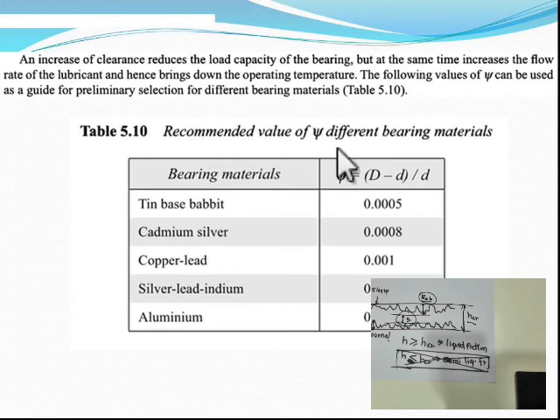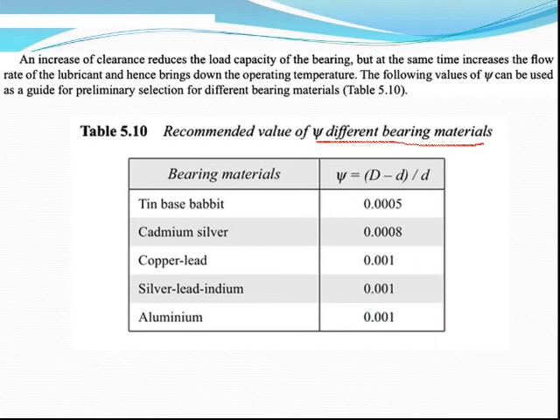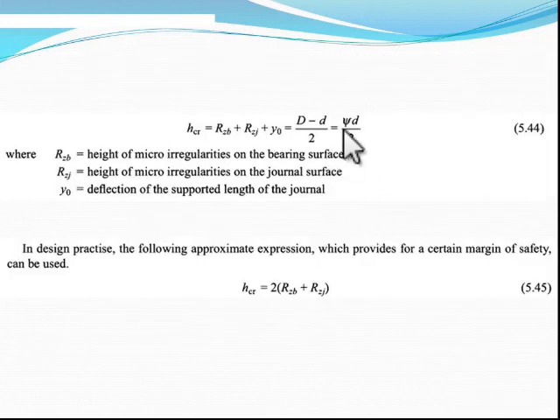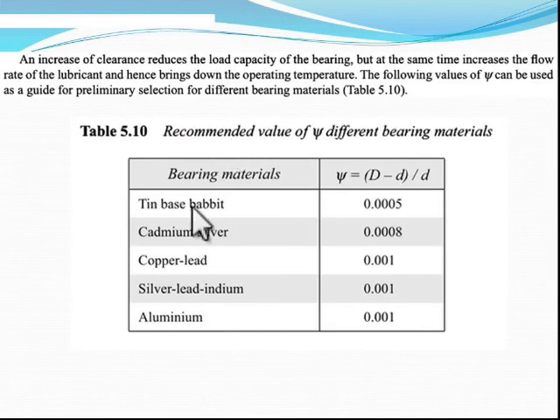Moving ahead, there are different recommended values of psi for different bearing materials. If this value of psi is assumed for different materials, then we can get the clearance value by putting this value of psi inside this formula, and here you can get the critical value. So a tin based Babbitt has 0.0005 as the psi value, which is (D minus d) by d, whereas aluminum has a psi value in the range of 0.001. Again, these are empirical values based on experience. Based on this, one can select what clearance to use based on the material of the bearing, from tin based babbitt to copper lead to aluminum.